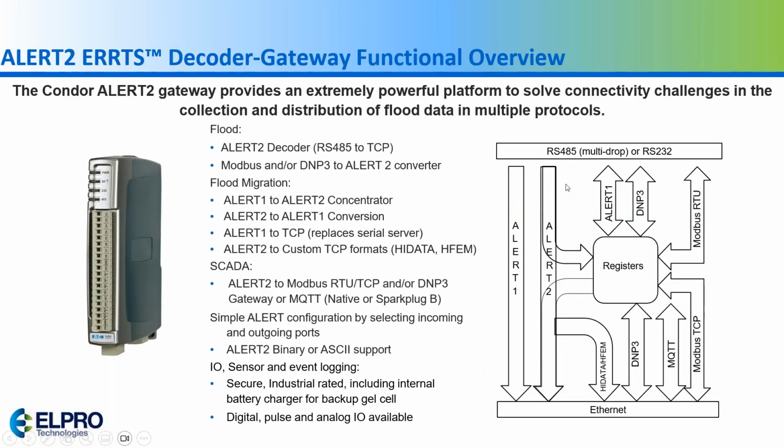So as a block diagram, the way my demo is set up is I'm going through the RS-485 connection, ALERT2, putting all those data points into registers, and then I'm going to go out MQTT. But as I mentioned, you can go out DNP3, Modbus TCP, or Modbus RTU, which makes us unique with the ALERT2 product compared to our competition.